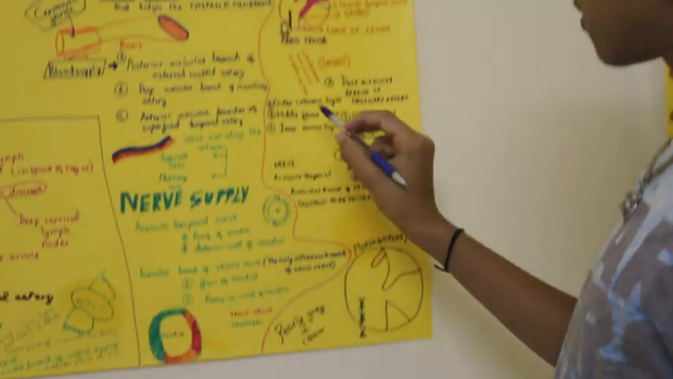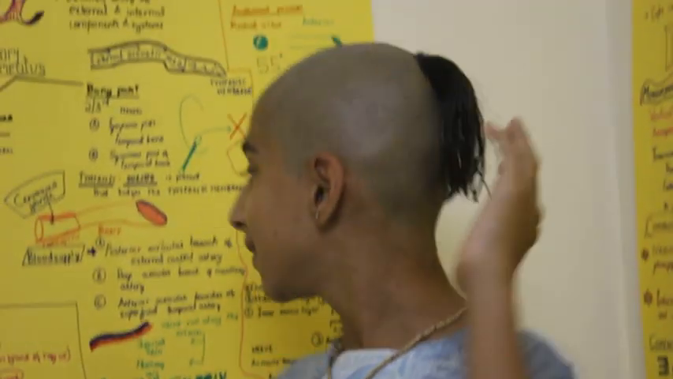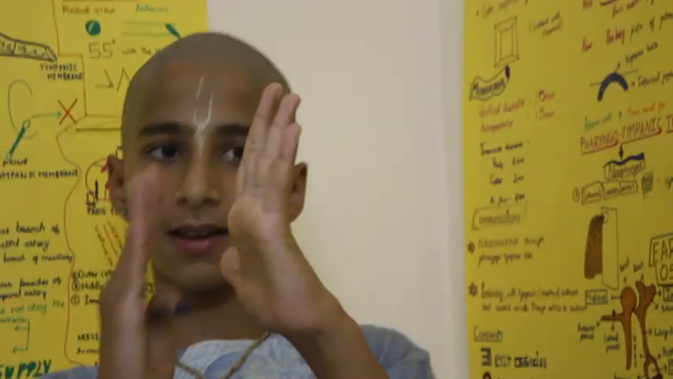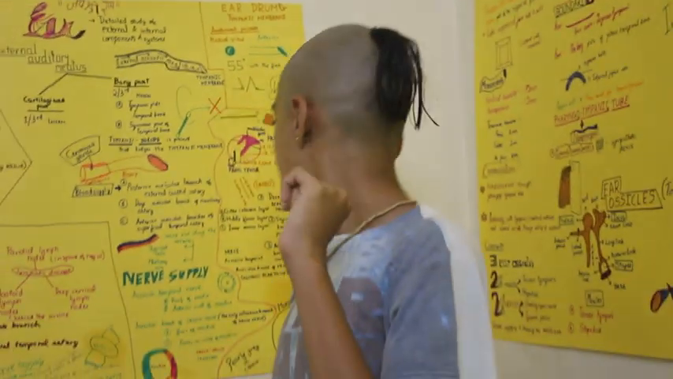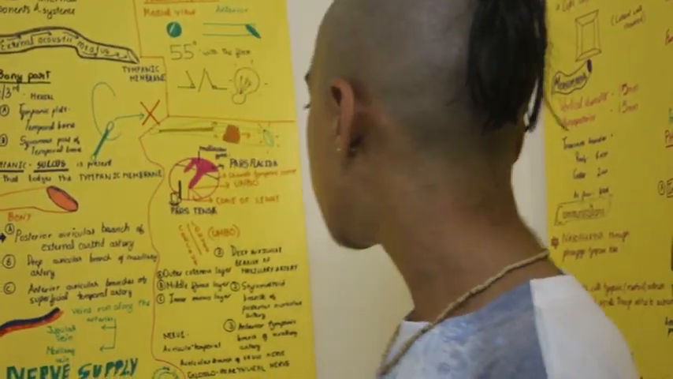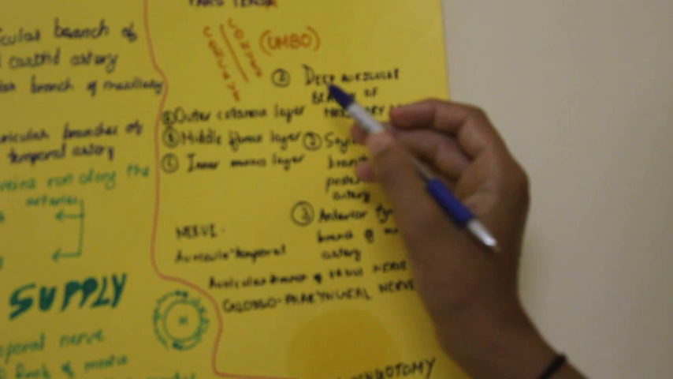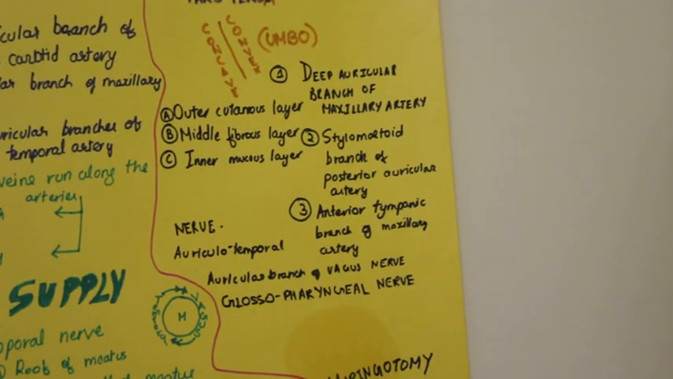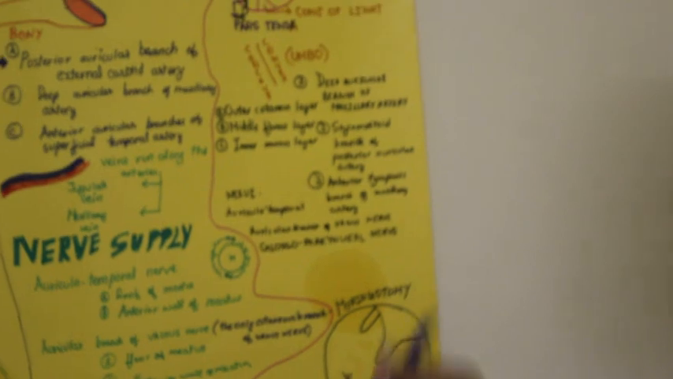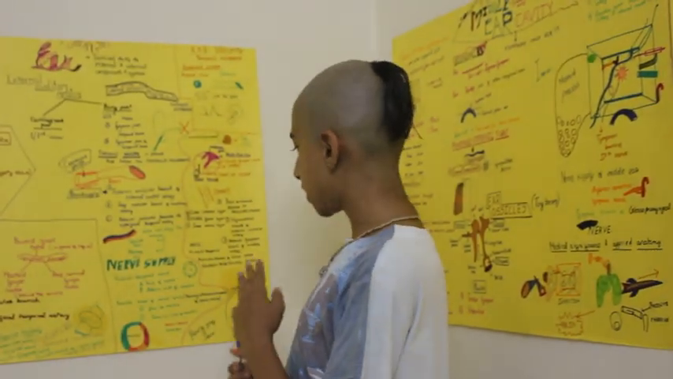So basically we have three parts of the tympanic membrane: the outer cutaneous layer, the middle portion which is fibrous, and the inner mucous layer. The inner part is somewhat mucous. And now we shall see the arteries, the blood supply of the tympanic membrane. The deep auricular branch of maxillary artery, the stylomastoid branch of posterior auricular artery. These are the two ones, and along with that we have the anterior tympanic branch of maxillary artery. So these three arteries supply, and the nerves that we have is auriculotemporal nerve.